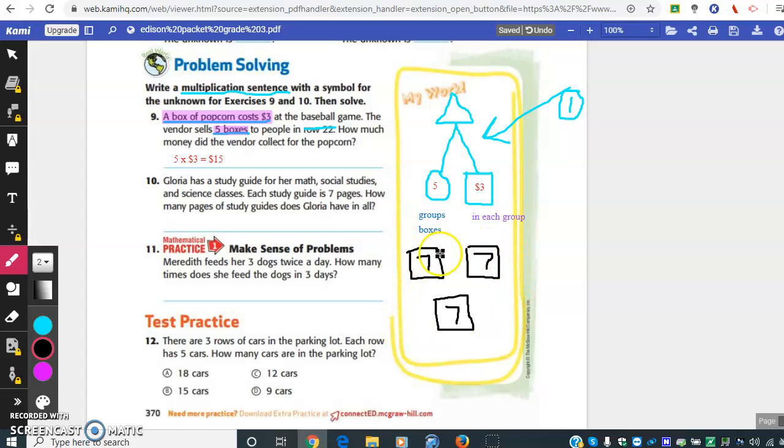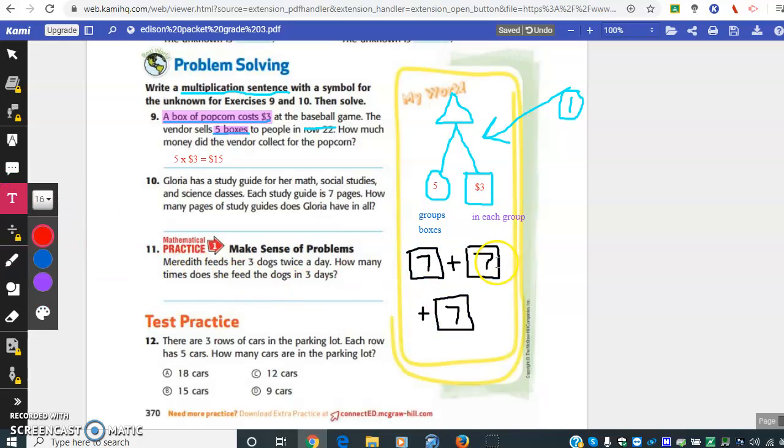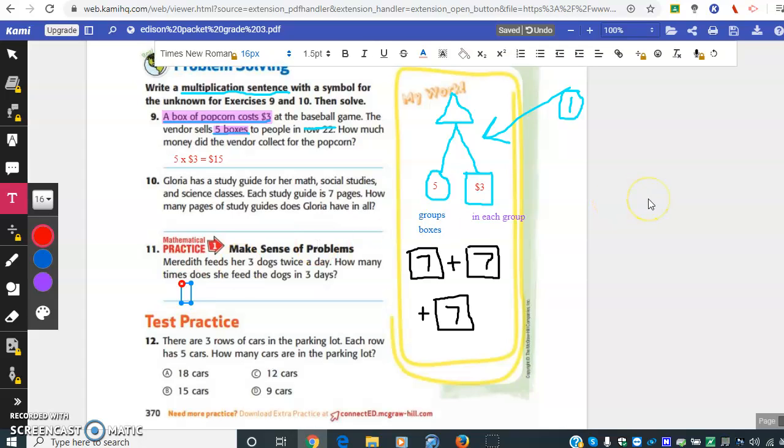When I look at this problem, I know, hey, I've got 7 and 7 more and 7 more. I can solve this by adding. And that is true. But remember, it told us to write a multiplication sentence here. So how do I turn this picture into a multiplication sentence? Easy. How many books did she have? She had 3 books. So I'm going to say she had 3 study guides. And each study guide had 7 pages in it.